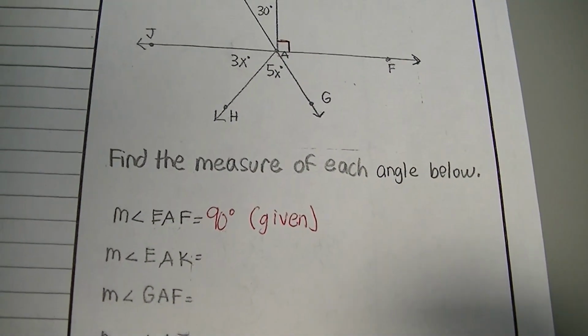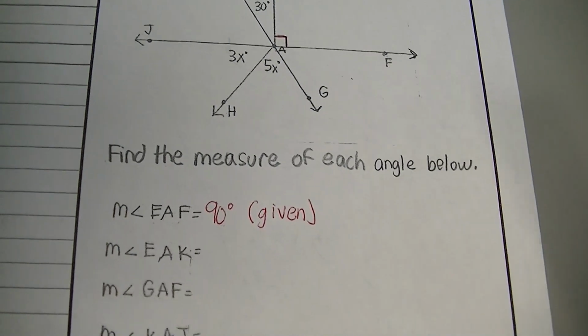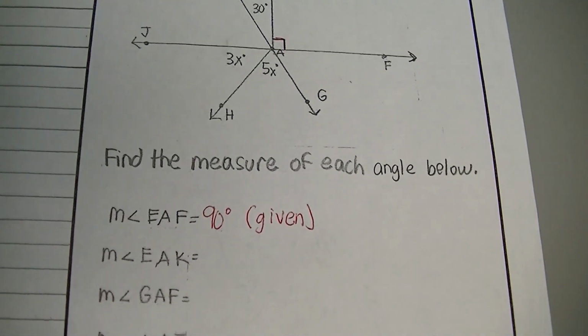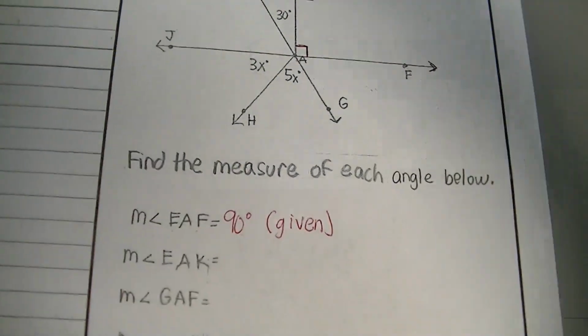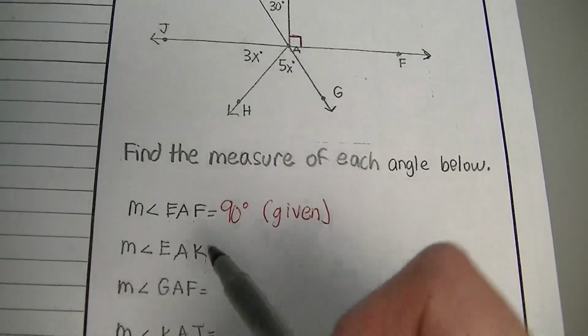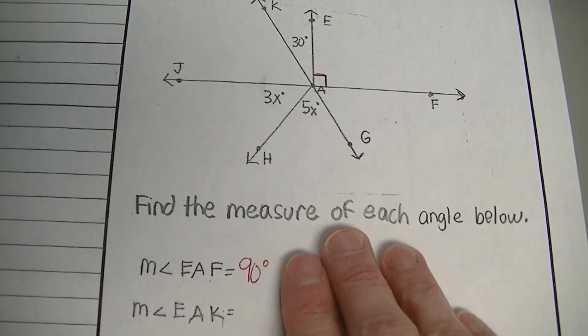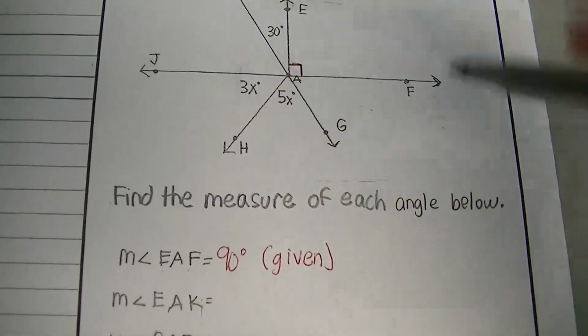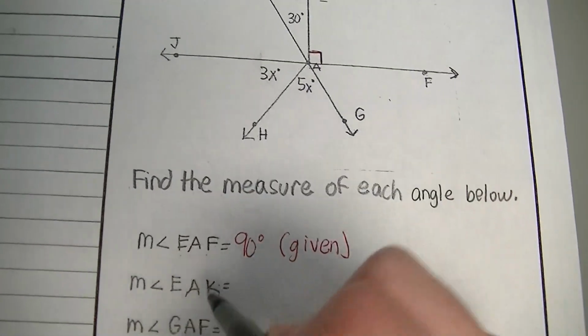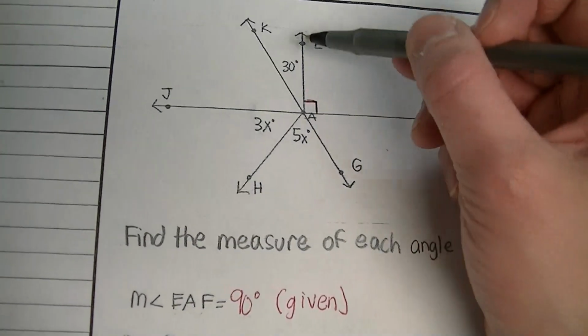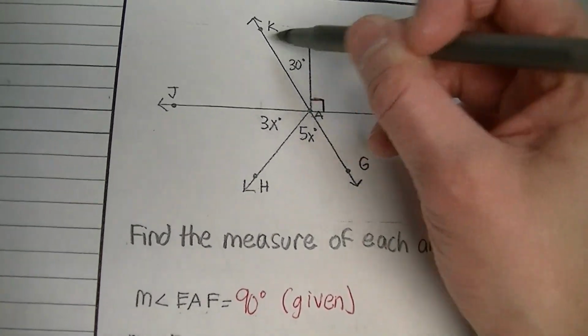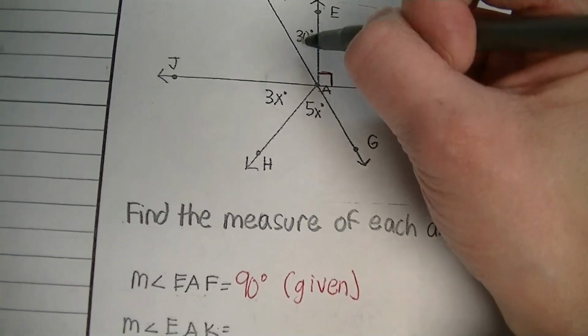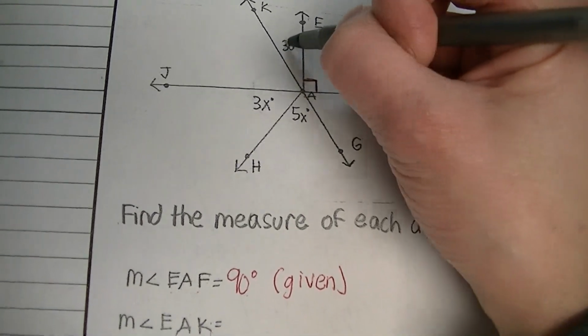When you get to geometry, they're going to have you doing something called proofs. And proofs, they kind of take a long time because you have to prove everything that you say. So if you say it's 90 degrees, you have to give proof. And the proof for this case is it's given to us. Those are always my favorite. Measurement of EAK. EAK. Oh, that's nice too. That measurement is 30 degrees because it's given.